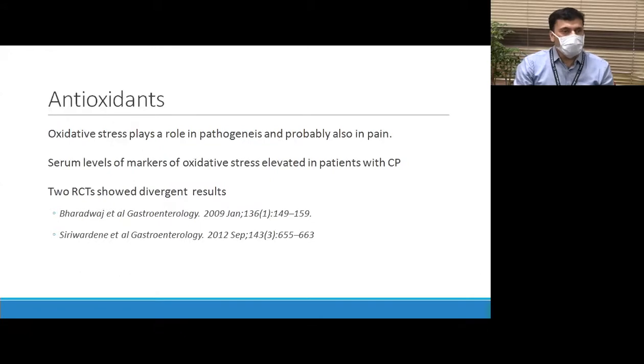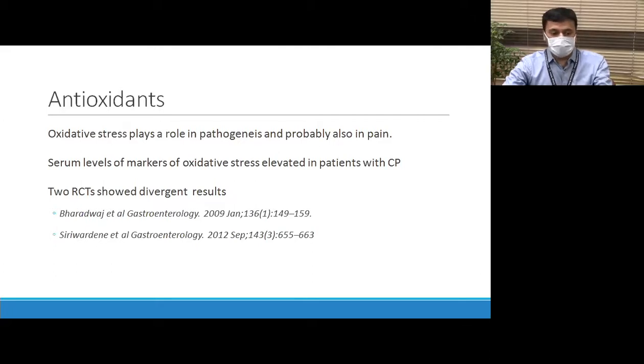The other drugs that are used in chronic pancreatitis are antioxidants. Oxidative stress plays a major role in the pathogenesis and also causes pain. It's also found that the serum levels of oxidative stress markers were elevated in patients with chronic pancreatitis. So there are two major RCTs. One is Bharadwaj et al., which showed that this is associated with a significant improvement of pain in patients with chronic pancreatitis. This is a study done from PGI. There is another article that has come out from the UK, Siriwardena et al., that found there is not much improvement in pain following administration of antioxidants.